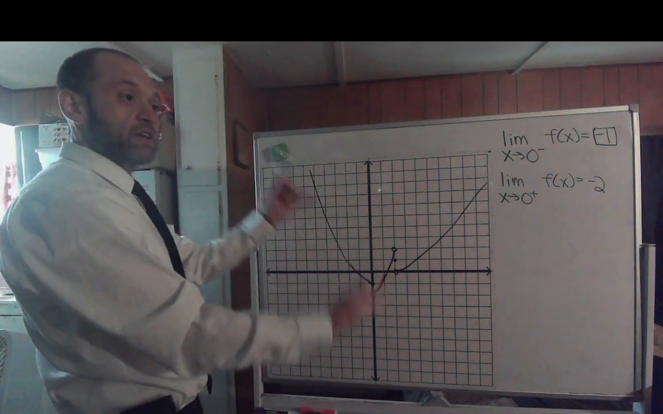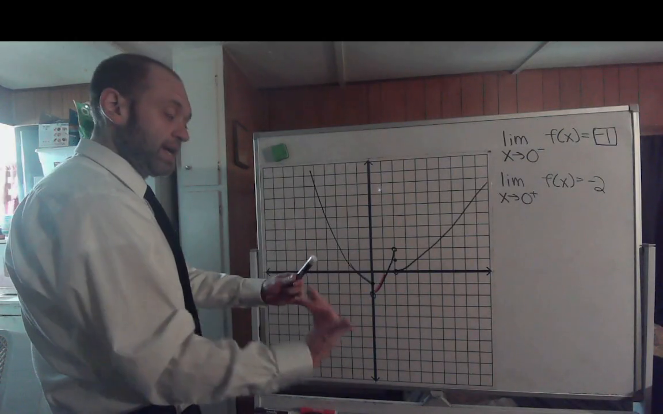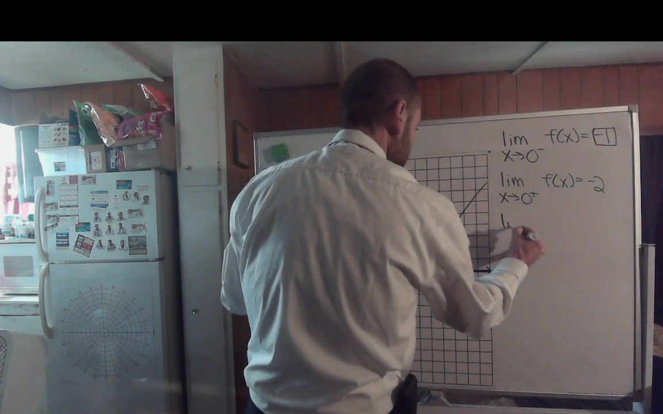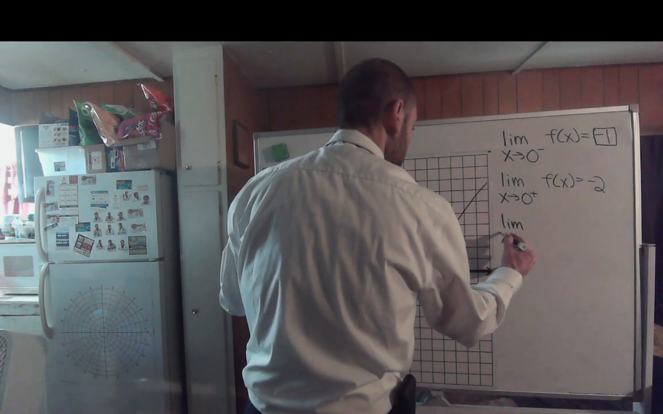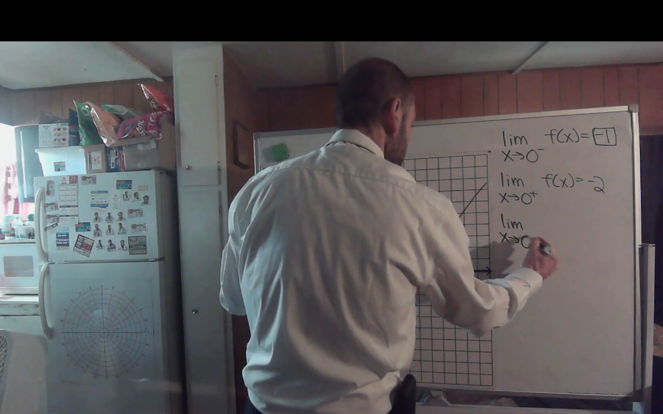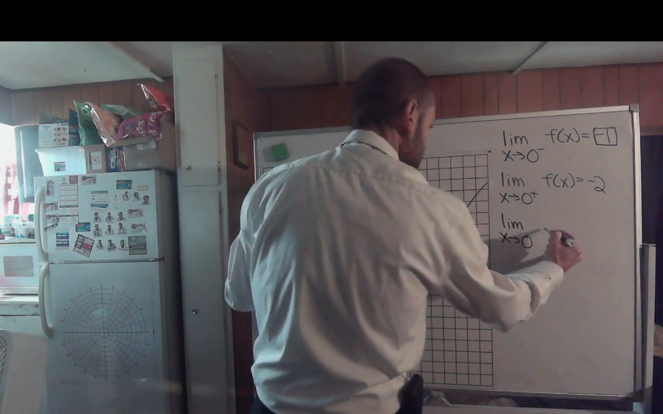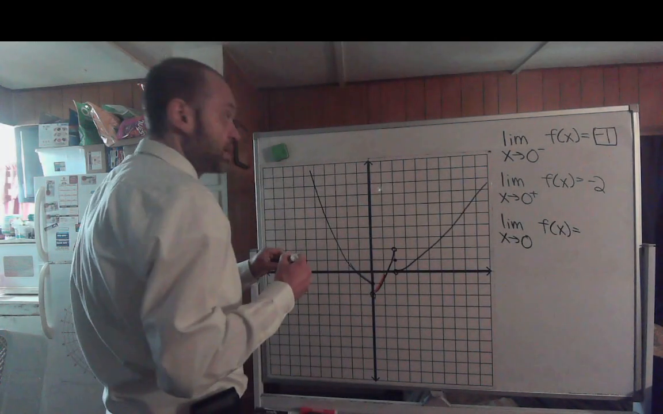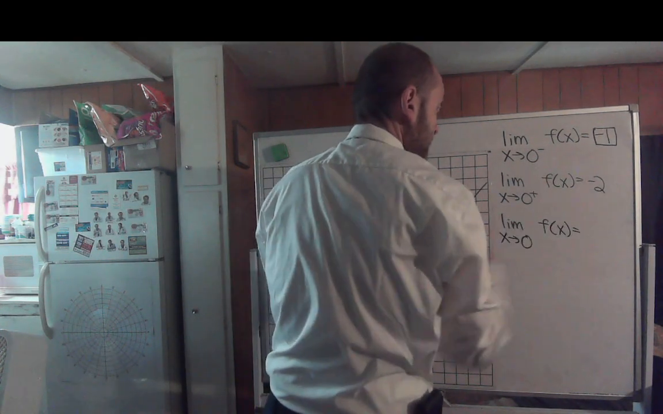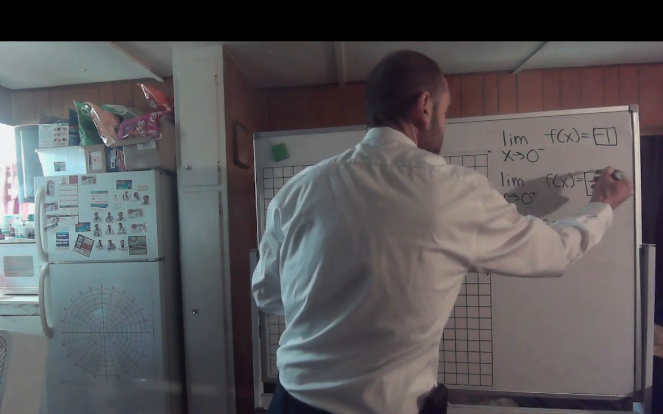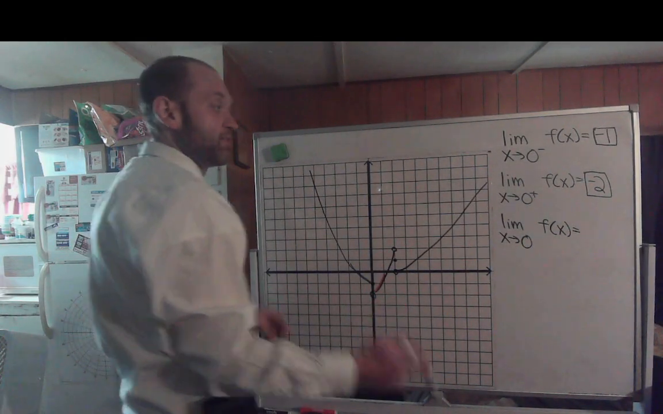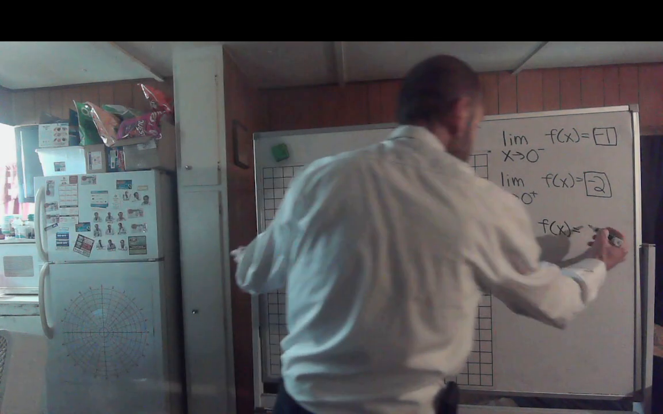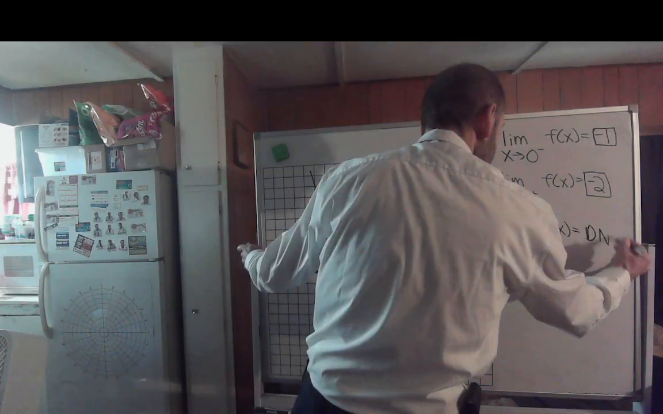So now that we found the left-handed limit and the right-handed limit, what about the general limit as x approaches 0? So let's find the general limit of this function as x approaches 0. Well, the left-handed limit does not match the right-handed limit, because the left-handed limit's -1, the right-handed limit's -2, so the general limit as x approaches 0 does not exist.